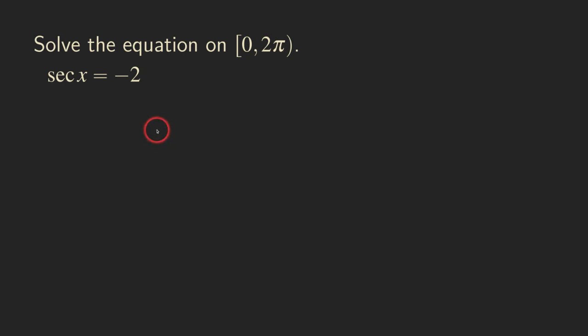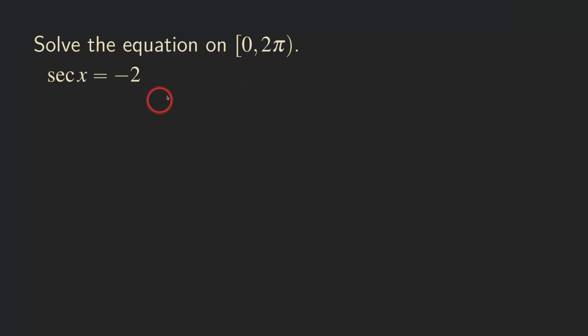Hello everyone, let's look at secant x equals -2 here. This is a trig equation that's also really simple, but this time we deal with a secant function, so that's more complicated than when you deal with a single trig function like sine x equals some number or cosine x equals some number. It's probably more difficult than the tangent one, but it's still overall quite easy.